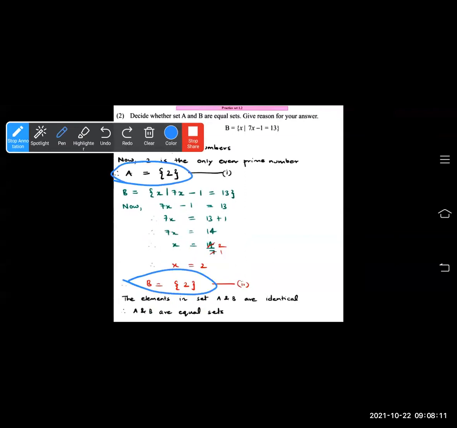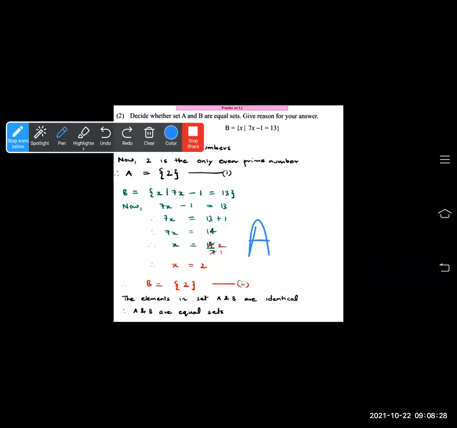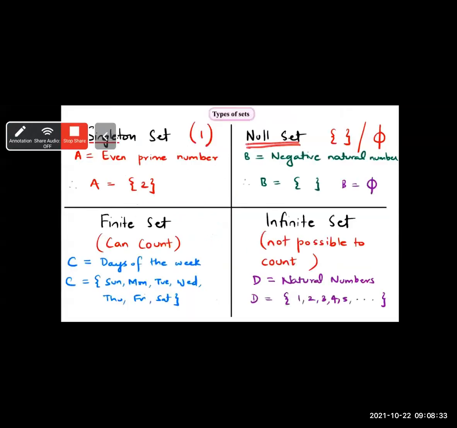From 1 and 2, you can see that the elements in sets A and B are identical, or else you can say that the elements of A are present in set B and the elements of B are present in A. They are identical. Therefore, A and B are equal sets, or else you can write in this way also: A is equal to B. Okay. Now see this.